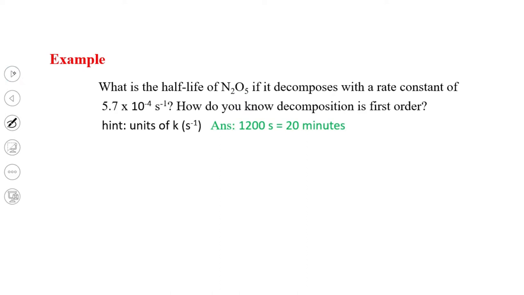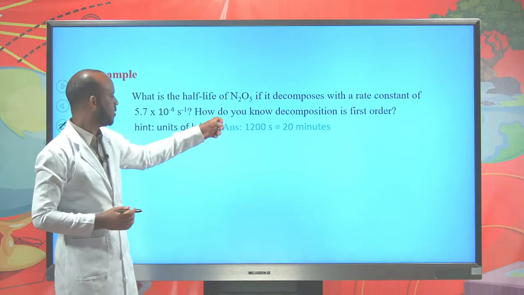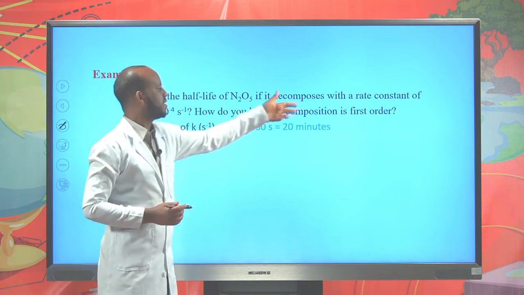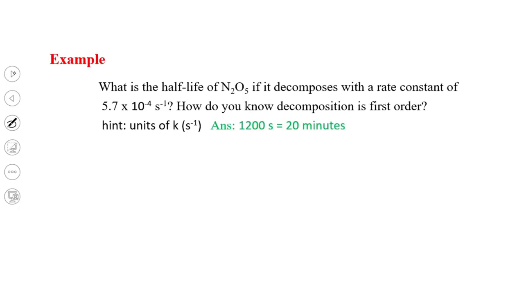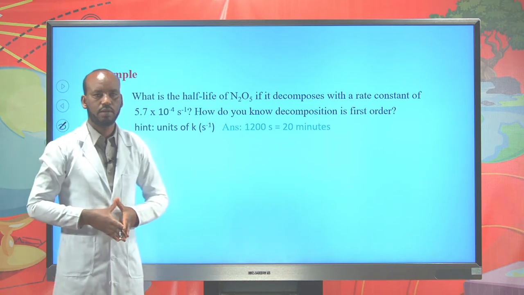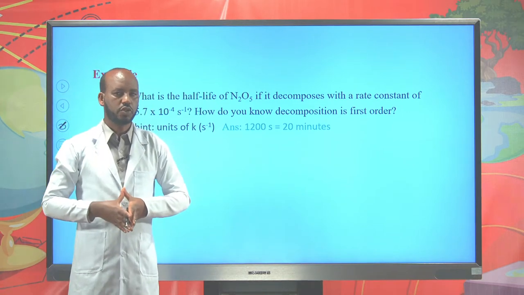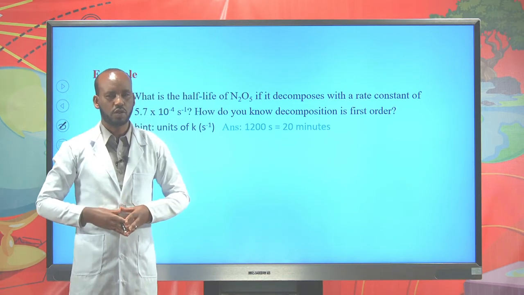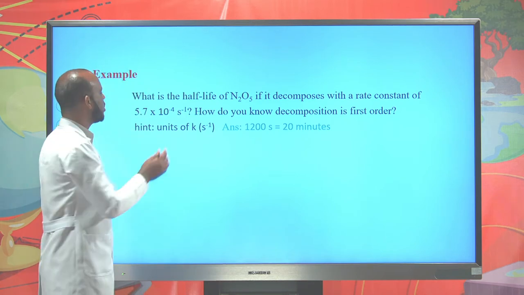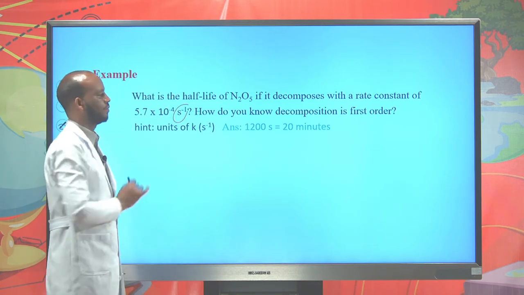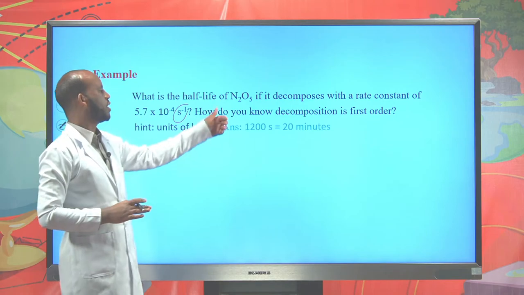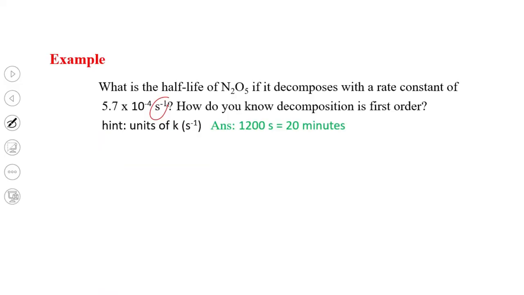For example, what is the half-life of dinitrogen pentoxide if it decomposes with a rate constant of 5.7 times 10 raised to minus 4 per second? How do you know the decomposition is first order? Note that the unit of the rate constant for a first-order reaction is per second. Therefore, the decomposition of dinitrogen pentoxide is a first-order reaction.